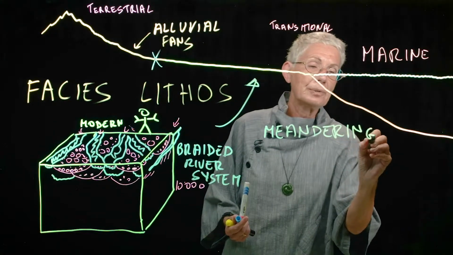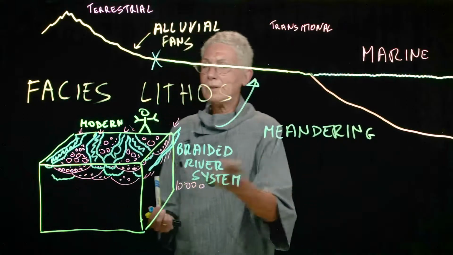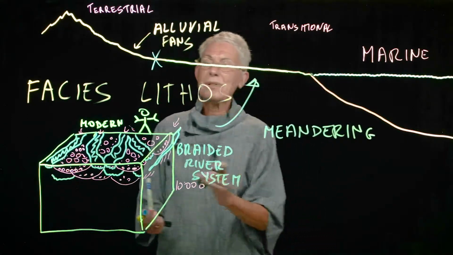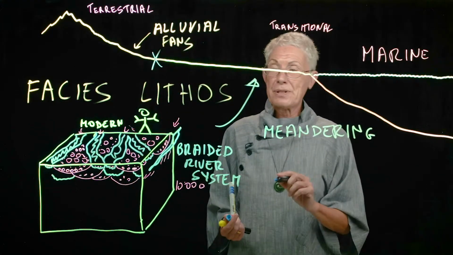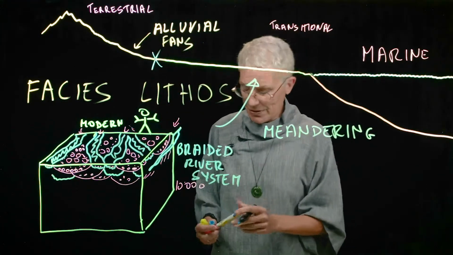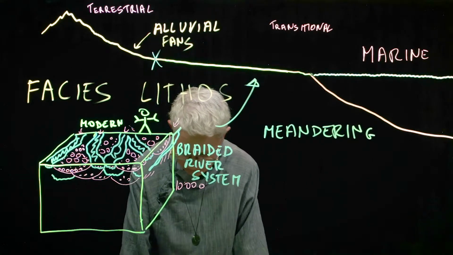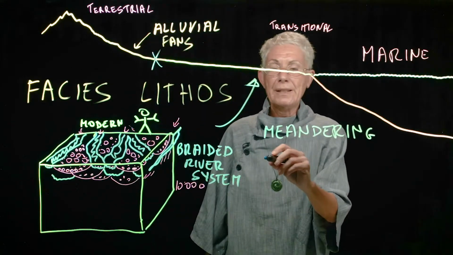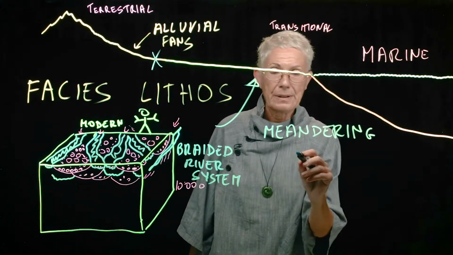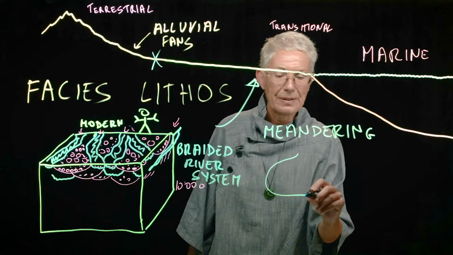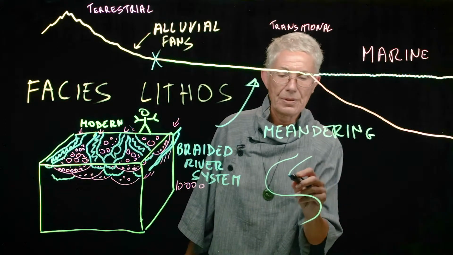What did it do? First of all, it lost most of its gravel. It's got a little bit or nothing. It still might have some sand and some silt. And the channel is big, it's deeper, and it meanders. So it goes like this.